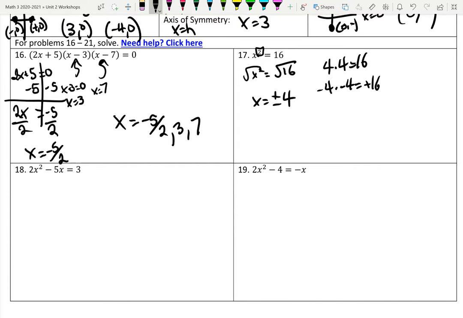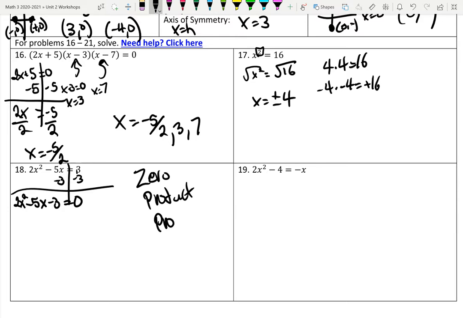Number 18, this is the same thing as number 19. Basically, in order to solve, you need to get into standard form. So I am going to go ahead and subtract 3 from both sides before I even get started, because this is going to help phrase the problem in a way where I can factor it. Okay, zero product property. I already subtracted 3 to make it equal to 0. I have to rewrite it as a product. That means I need to factor it.